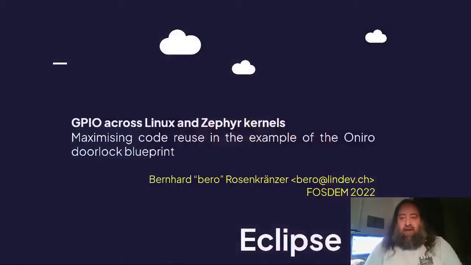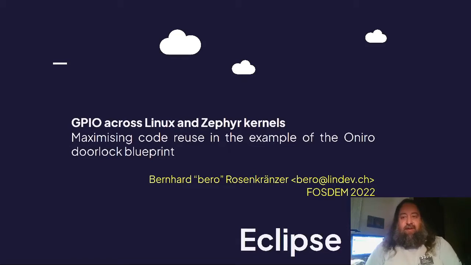Hi, I am Bero. I am one of the principal open source architects working on the Eclipse Foundation's Oniro project, an IoT operating system that can support multiple different kernels, such as Zephyr for Cortex-M microcontrollers and Linux for higher-end devices. In this talk, we are going to take a look at the GPIO APIs provided by these two kernels, and trying to find a way to make something work on both, with as much code reuse as possible.